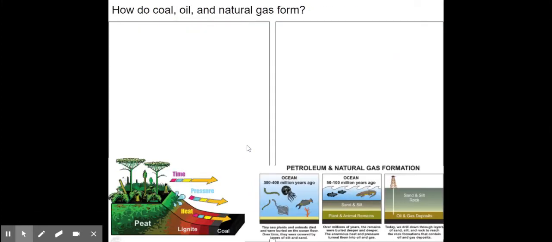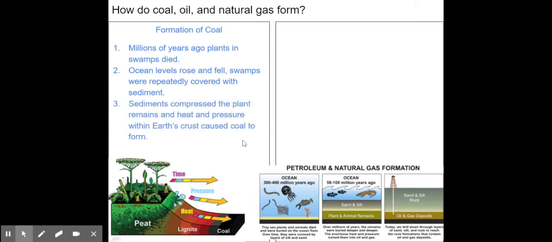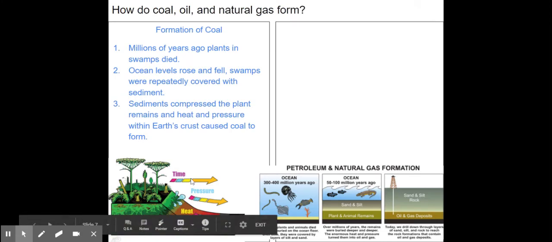How do coal, oil, and natural gas form? Formation of coal. Millions of years ago, plants in swamps died. The ocean levels rose and fell. Swamps were repeatedly covered with sediment. Sediment compressed the plant remains, and heat and pressure within Earth's crust caused coal to form. So it takes heat, pressure, and time. A long time.